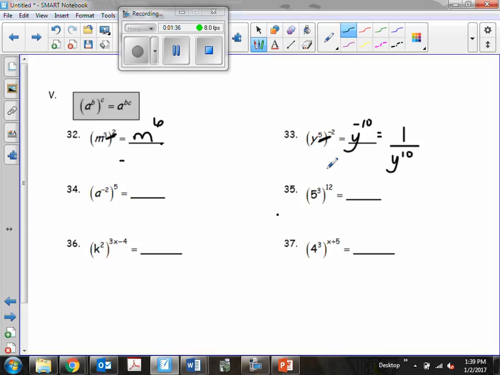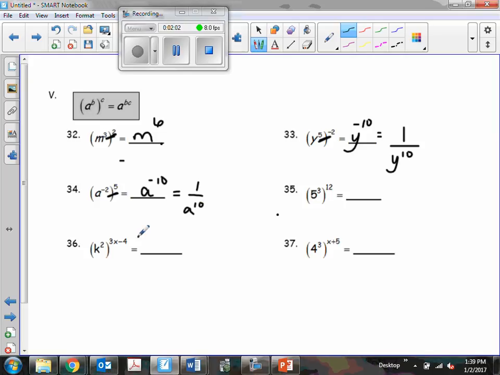So if I take a look at number 34, same idea applies. Negative 2 and 5 multiplied together would give you a to the negative 10. But because it's a negative exponent, you still have to continue simplifying. So if we change this into our reciprocal, it would be 1 over a to the 10th. And that would be our final answer.